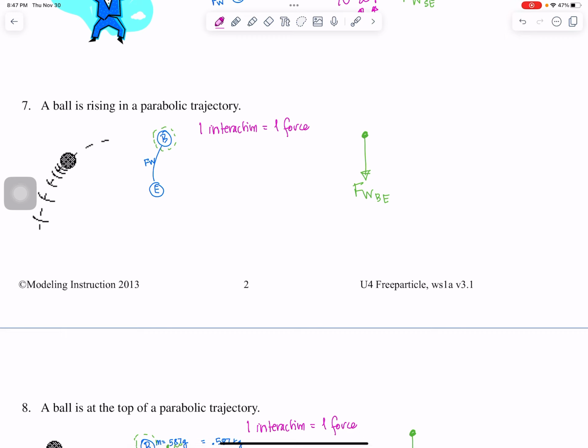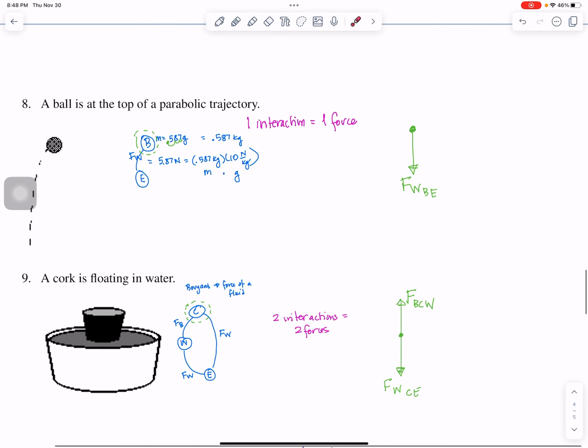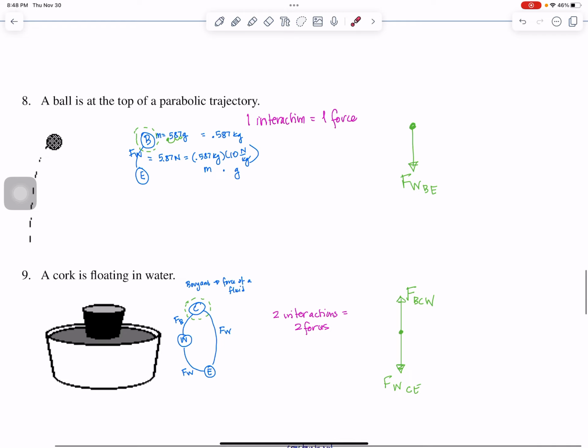Okay, ball is rising in a parabolic trajectory. This is my schema from yesterday. Boundary around the ball. There's one interaction, one force. That is the weight force. So again, this is an excellent example of when I do not have an upward force. All I have is weight going down on the ball by the earth. Number 8 is identical. It doesn't matter where the ball is in the trajectory. It's in free fall, and so the only thing acting on it is the force due to gravity. And so this is what the free body diagram looks like for the force due to gravity.